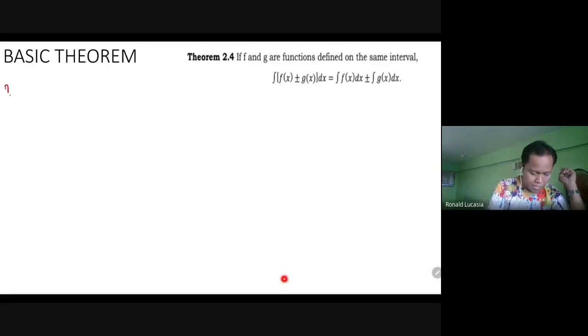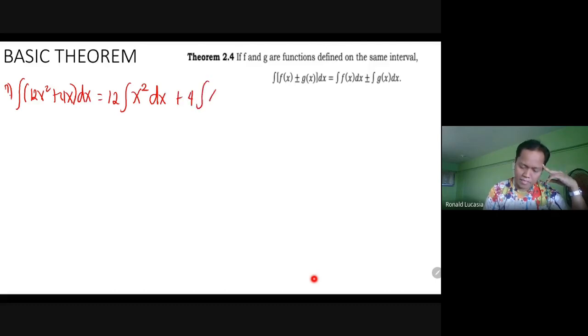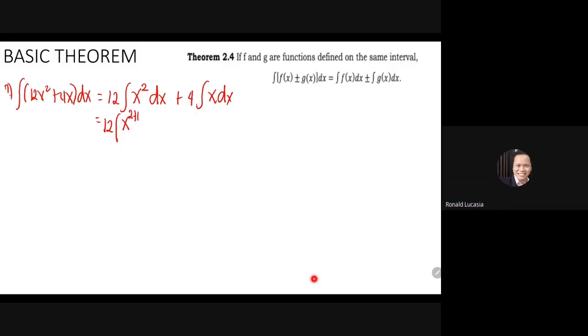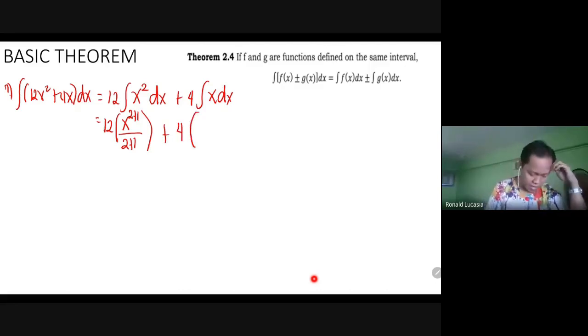Example to that, let us have the integral of 12x squared plus 4x, dx. So the constants there are 12 and 4. So this will be the integral of 12x squared dx plus the integral of 4x dx. So that will be equal to 12 times x to the 2 plus 1 over 2 plus 1, and this one is 4. The exponent of x there is 1, so it's x to the 1 plus 1 over 1 plus 1. Do not forget plus c.